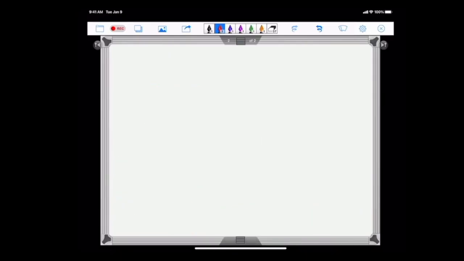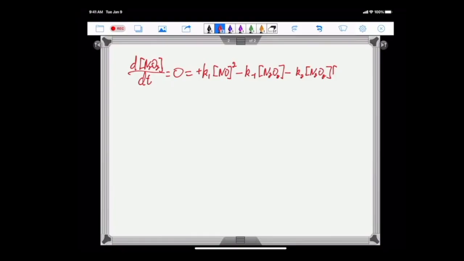So let's just rewrite this. We're saying that d[N2O2]/dt, which is equal to 0, is equal to, and the full expression again is plus k1[NO]² minus k-1[N2O2], and then minus k2[N2O2][Br2].